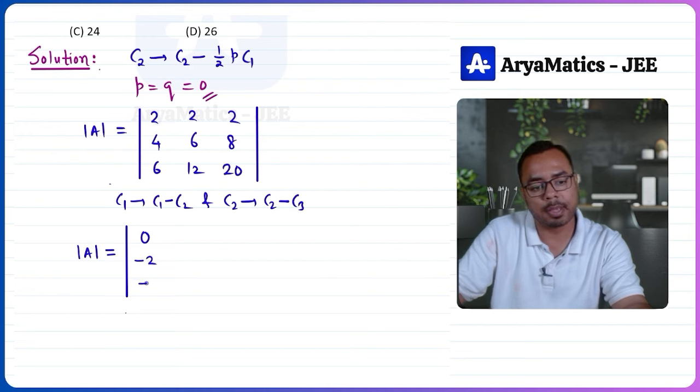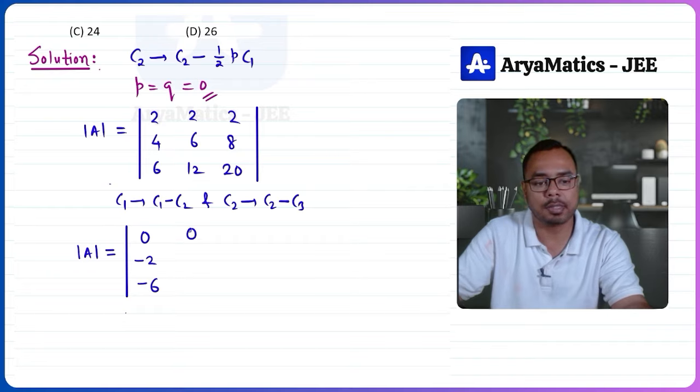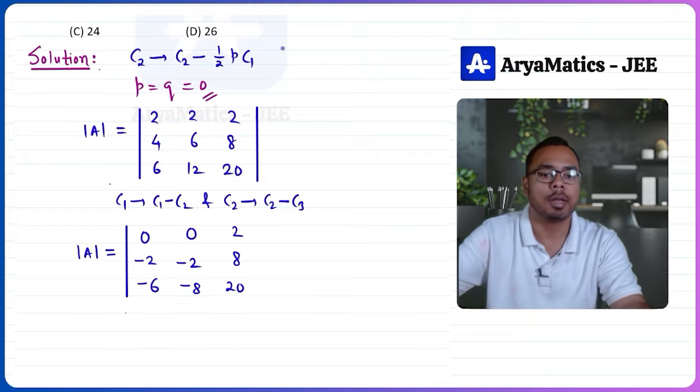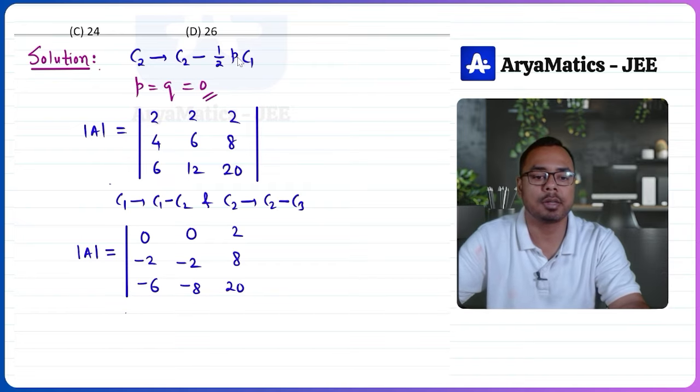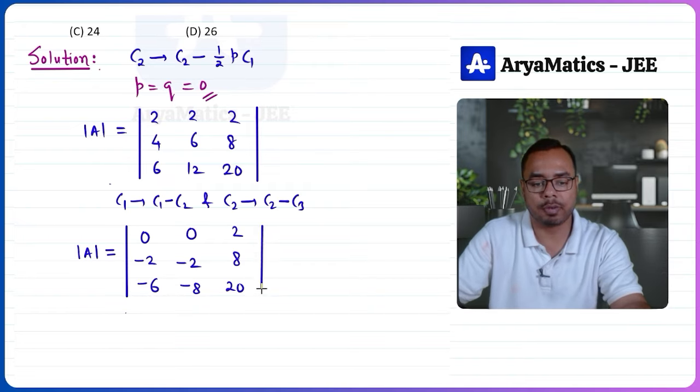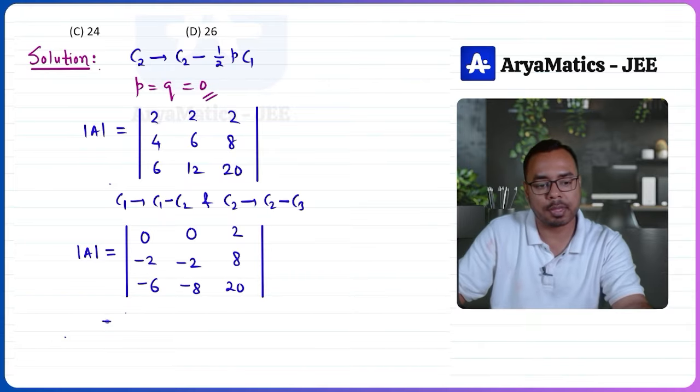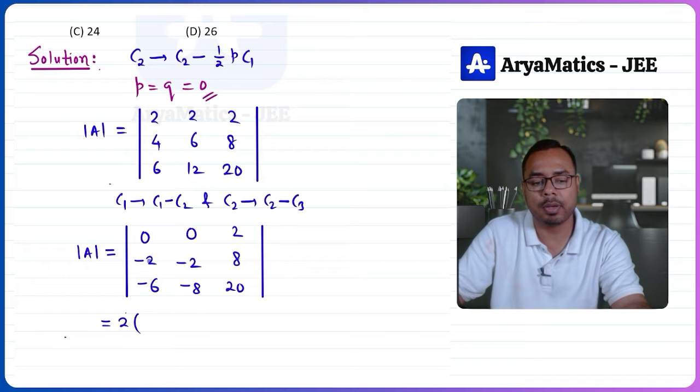that will be 0. Then here we'll get minus 2 minus 6. Again 0, minus 2 minus 8. And then we have 2, 8 and 20. And now we can expand this determinant along the first row. So this will give us 2 into 16 minus 12. So 16 minus 12, that will be 4.